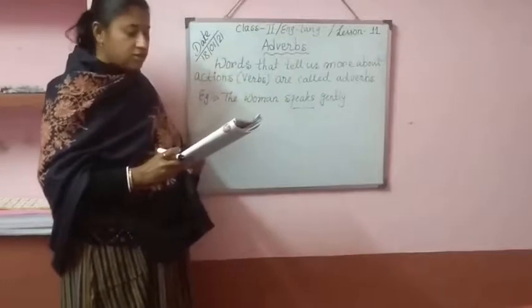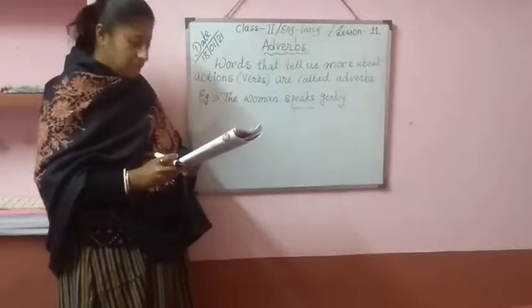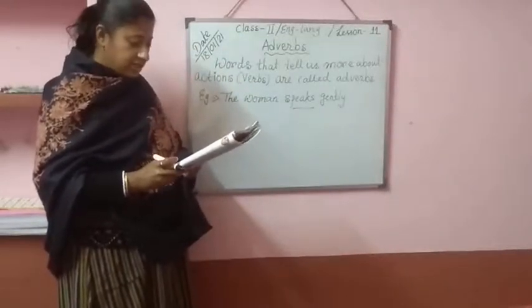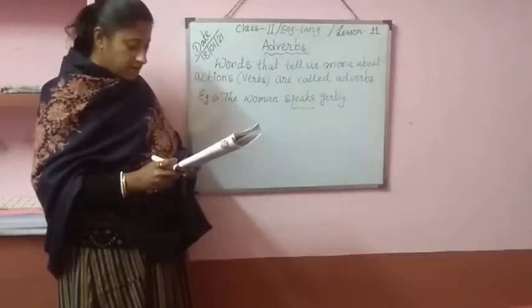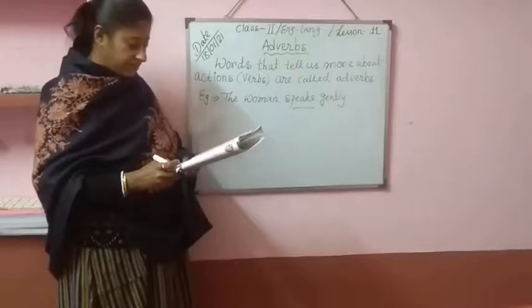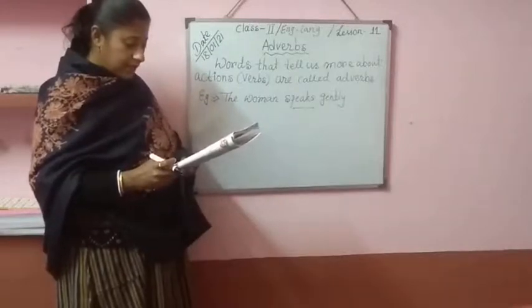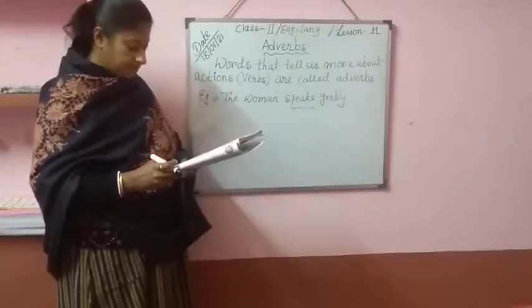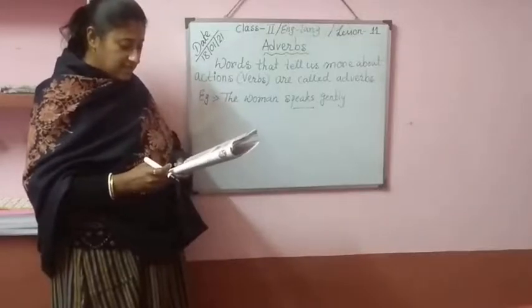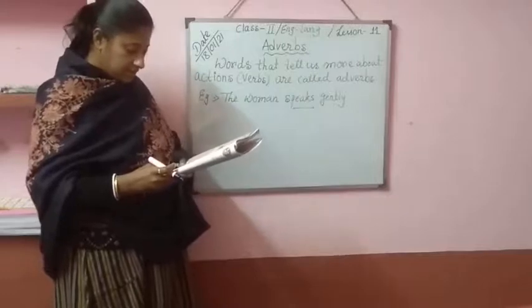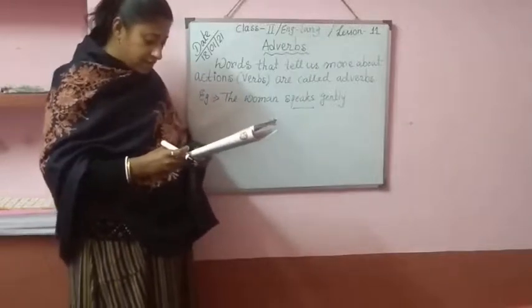Now answer this question. How did the lion roar? Loudly. How did the giraffe eat green leaves? Silently. How did one monkey eat bananas? Happily. How did the koala climb the tree? Slowly. How did the other monkey sit on a stone? Lazily.